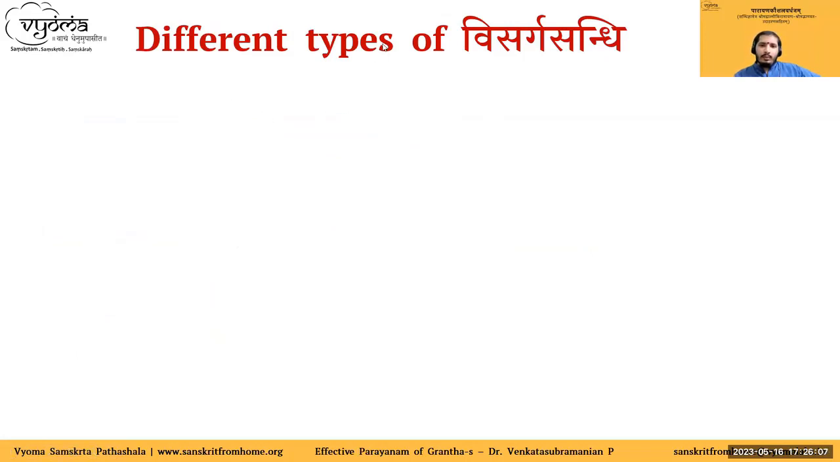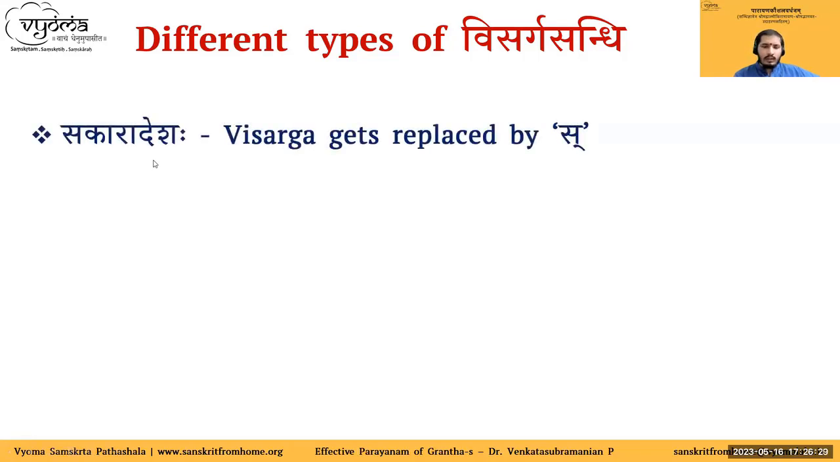So what are the different types of visarga sandhi? We saw that vividhatam srijati iti visarga. The visarga gets transformed into many types of sounds. Which are those sounds? What are the transformations which occur in place of visarga? There are predominantly maybe 6 transformations. The first is sakaradesha. That is, in place of visarga, we get sakara, that is sa.